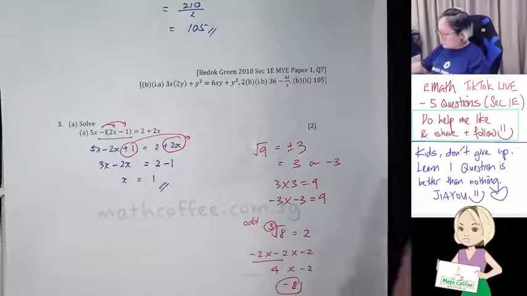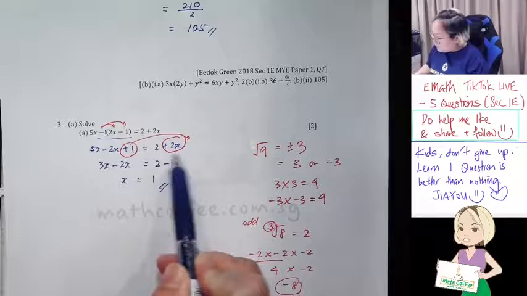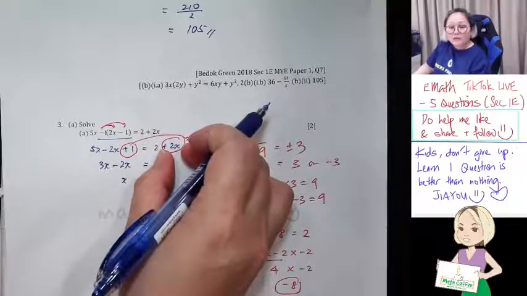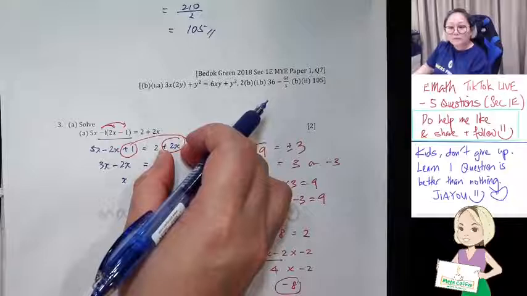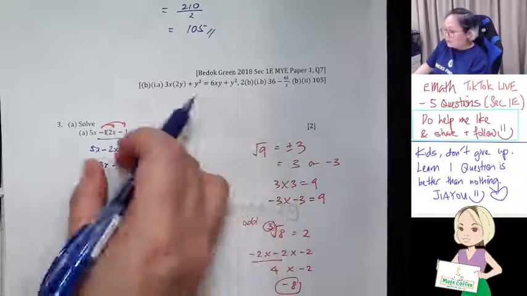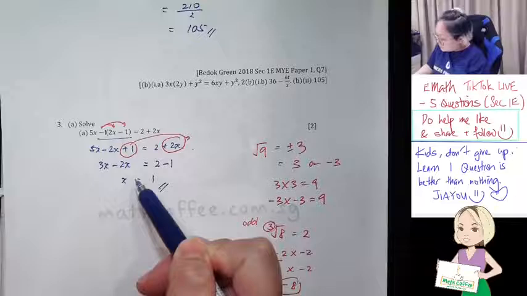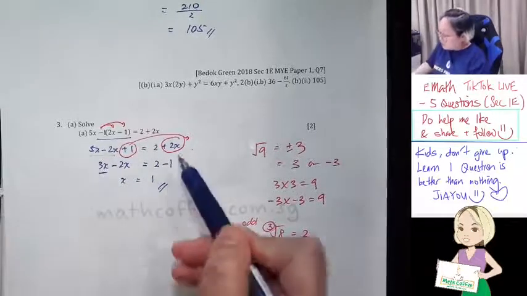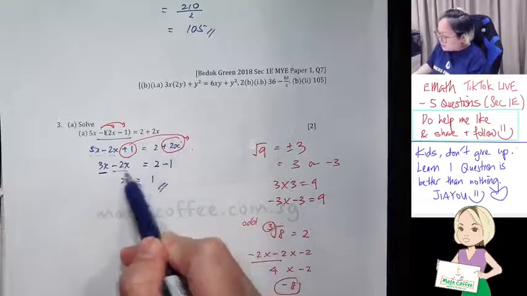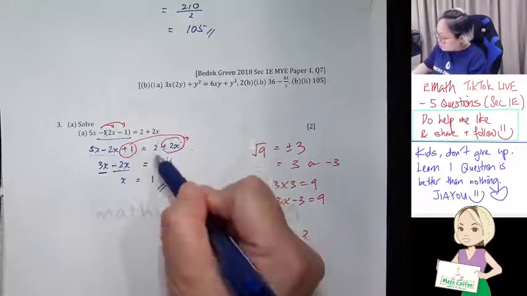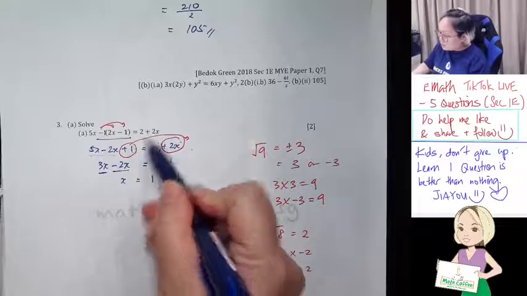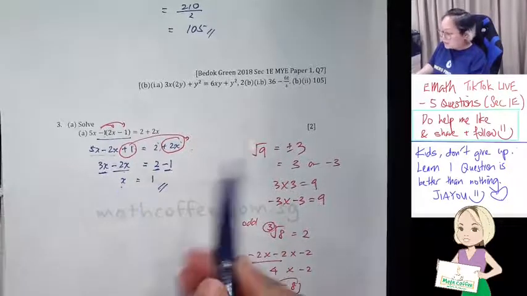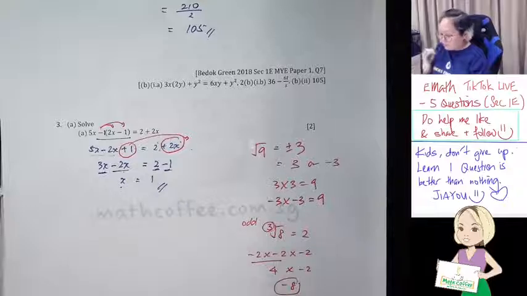So, now let me continue just now. After I'm done with expansion, what I did was I bring the x to the left hand side. Because this 5x minus 2x give me 3x. This plus 2x, I bring it to the left hand side, it becomes minus 2x. These 2 remain here. This plus 1 bring to the other side, become minus 1. So 3x minus 2x is x, and 2 minus 1 is 1.